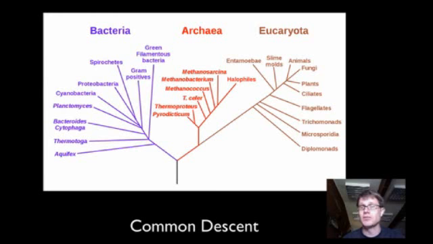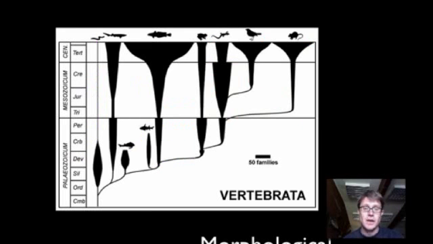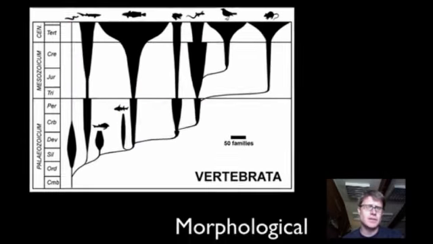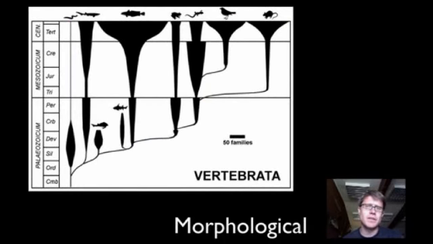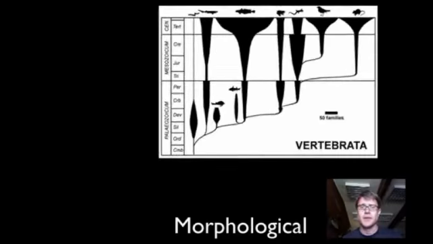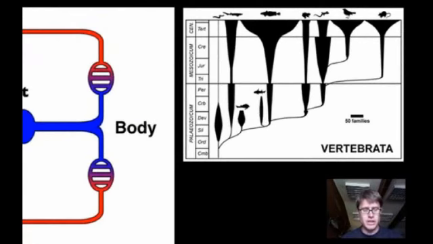Now we have to figure out who's related to who. And so let's start with the evidence that we have, the evidence that we can use to make a phylogenetic tree. The first one is morphological. Morphological are the structures that you have. And so this is a phylogenetic tree of vertebrates. We've got early vertebrates, we've got time periods over on the side, but we're most interested in the mammals. We've got birds, reptiles, amphibians, fishes.